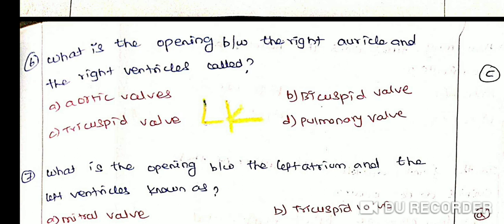The atrioventricular septum separates the atria and the ventricles. However, to permit the flow of blood from the right atrium to the right ventricle, there is an opening known as the tricuspid valve.